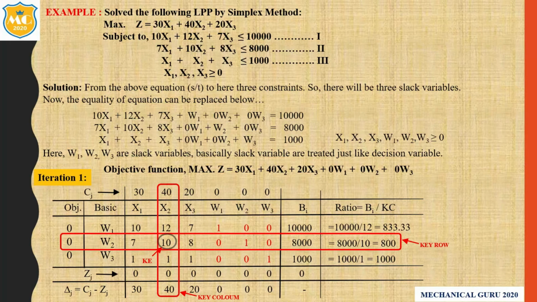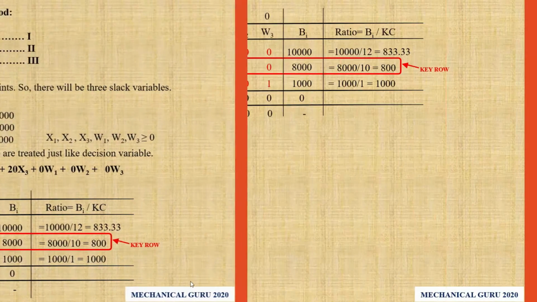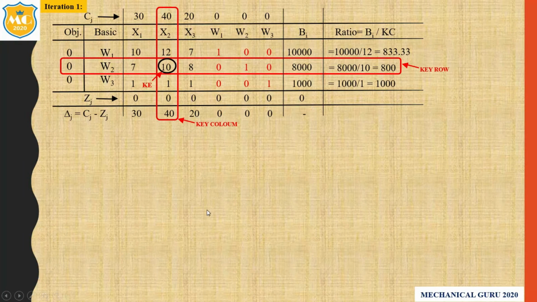Okay, so here the first iteration is completed. Now we go for the next iteration, that is iteration 2. In iteration 2, we have to refer to this iteration. Now go for the next iteration. Okay, this is iteration 1.